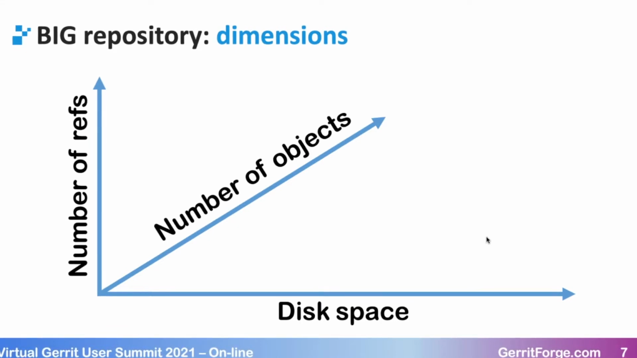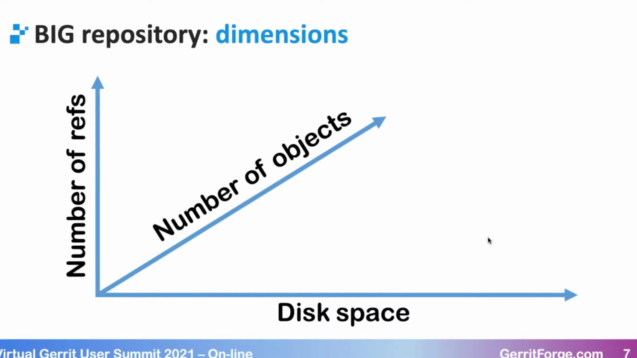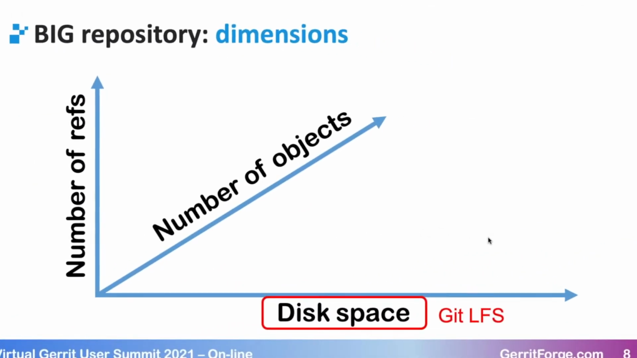Or what if you don't have so many objects, but you have a lot of refs? A lot of refs seems kind of unnatural to be an issue, right? Because refs are just pointers. So how can I have a lot of pointers? How can that create problems for Gerrit code review? So we said that if you implement git-lfs, you're going to address only the disk space issue. But what about the other 2 issues?